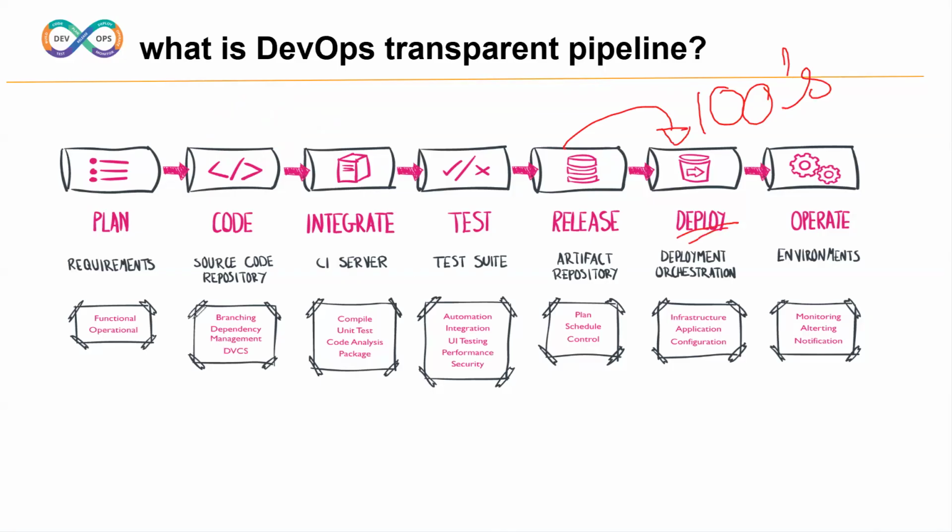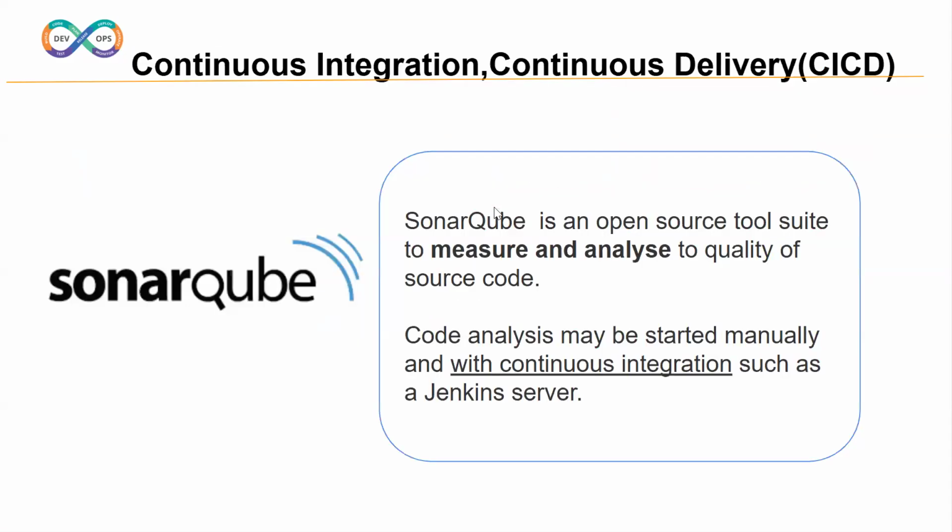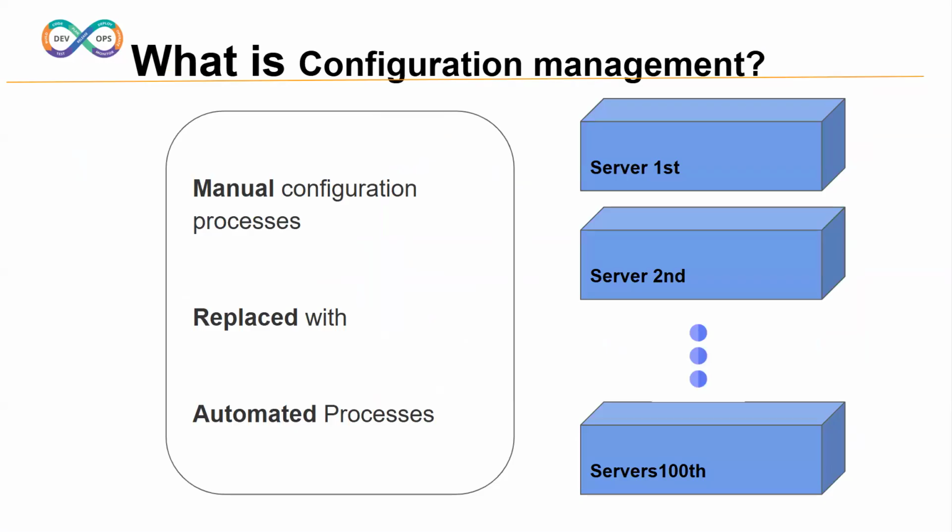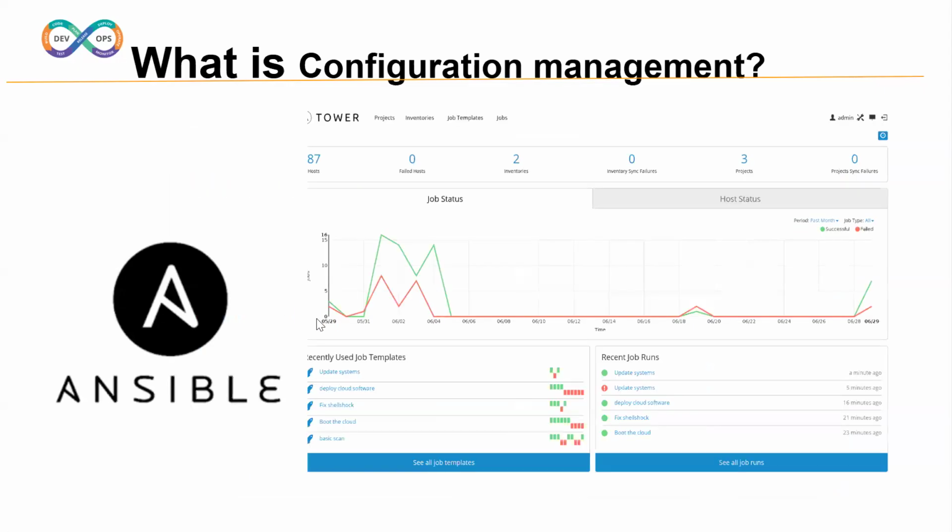We call this deployment. But how can we automate these hundreds of servers? With the help of configuration management. What exactly is configuration management? Replacing a manual configuration process with an automated process on hundreds of servers is what we call configuration management. For this, we are going to use Ansible. Ansible is a configuration management tool.